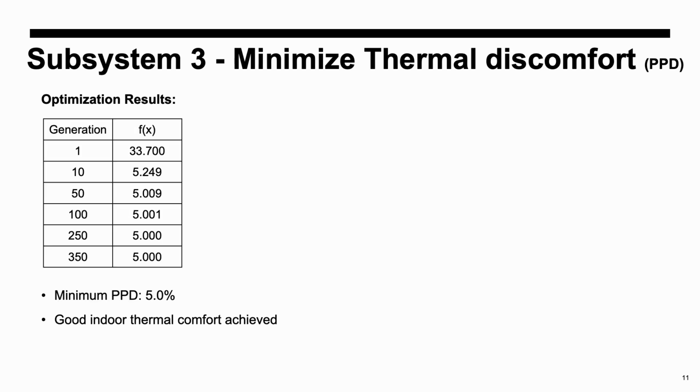On this slide, we see that we successfully reduced PPD to 5%, achieving excellent occupant comfort. The GA converged in 350 generations with progressive improvements across runs. This result confirms that well-balanced HVAC control system settings can meet thermal expectations all year round.